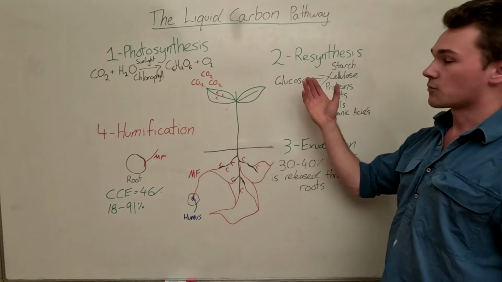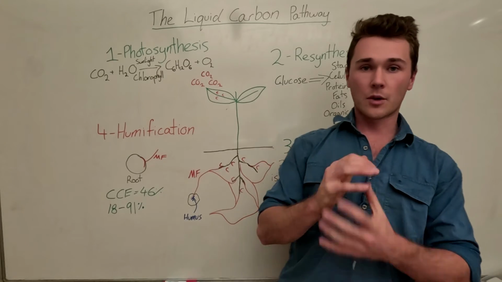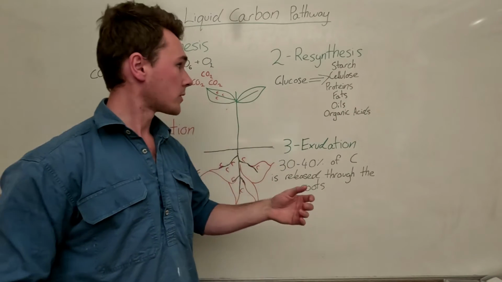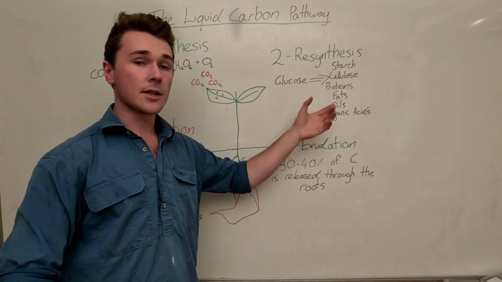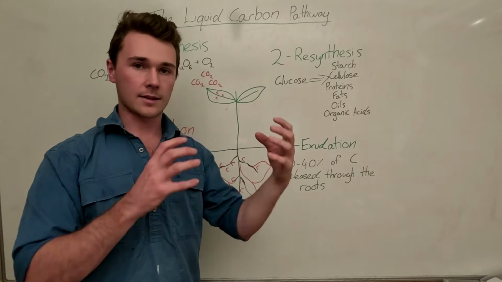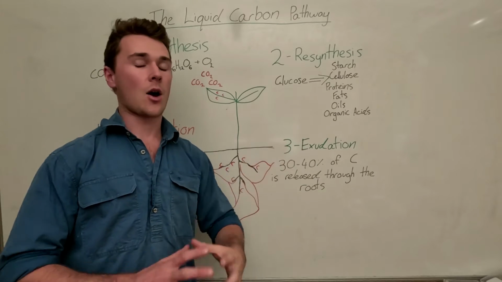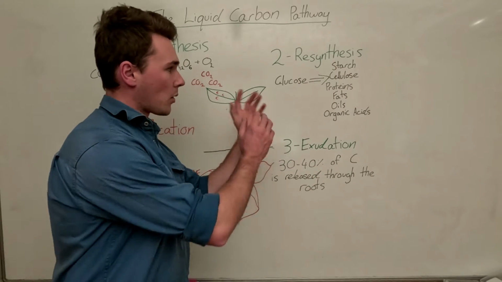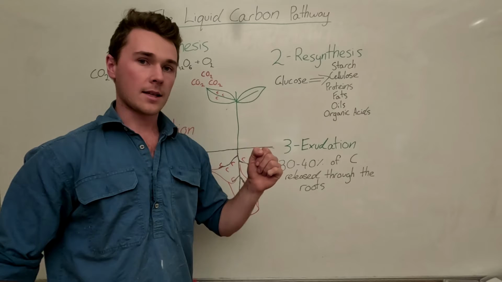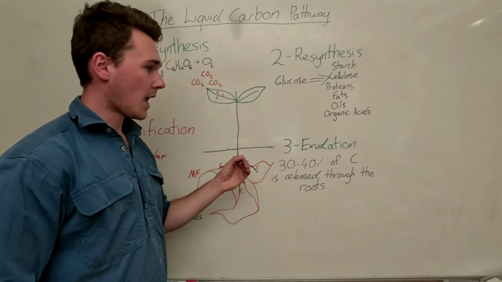The second step is resynthesis. They take the glucose and they remake products from that glucose. So some of them can include starch and cellulose, which is basically just glucose stuck together. Proteins, fats, oils, and organic acids, a whole range of things and more. They make all these things, and then it leads us on to our third step, which is exudation.